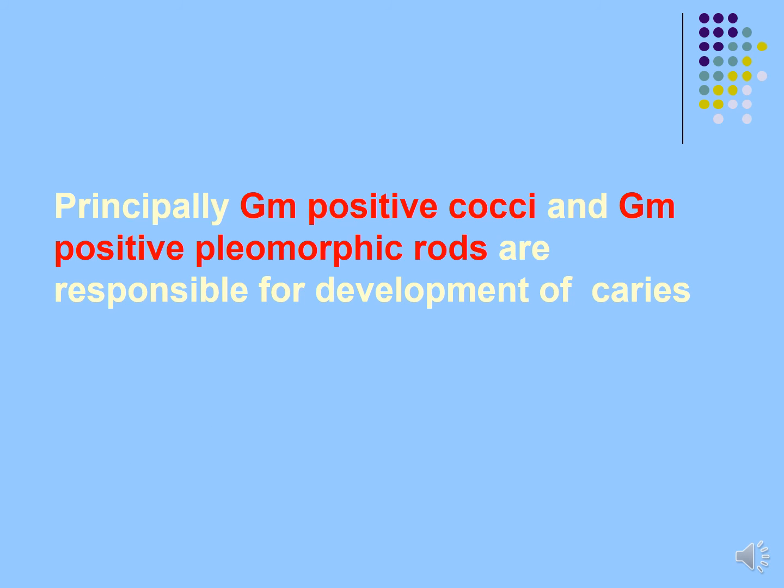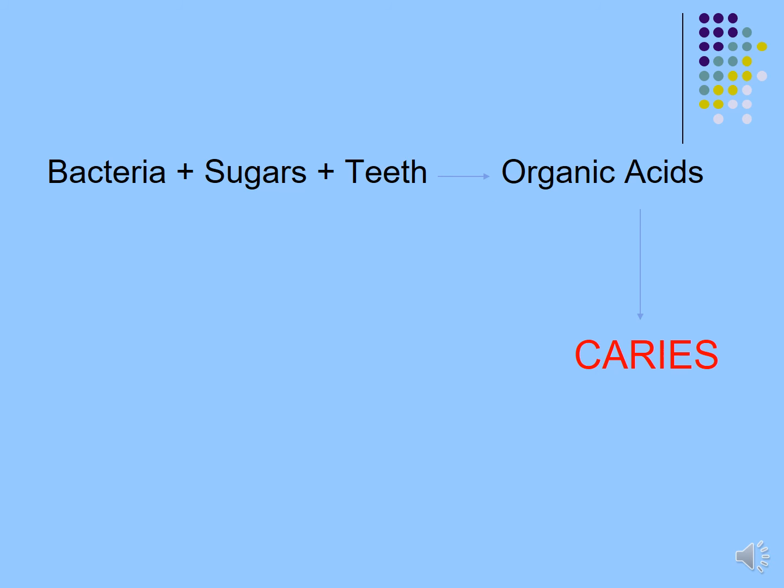So principally, gram-positive cocci and gram-positive pleomorphic rods are responsible for the development of dental caries. Okay, and the core concept of dental caries is that when bacteria have a sufficient amount of sugars and areas where they are able to thrive, their interaction leads to the fermentation of sugars into organic acids, primarily lactic acid, which reduces the surface pH of enamel to 4.2, which is the pH at which demineralization starts. When demineralization starts, the inorganic component from the enamel is leached out into the saliva. Slowly, the inorganic component is greatly reduced, thus making the structure weaker, leading to the destruction of the organic component and leading to dental caries. Okay.